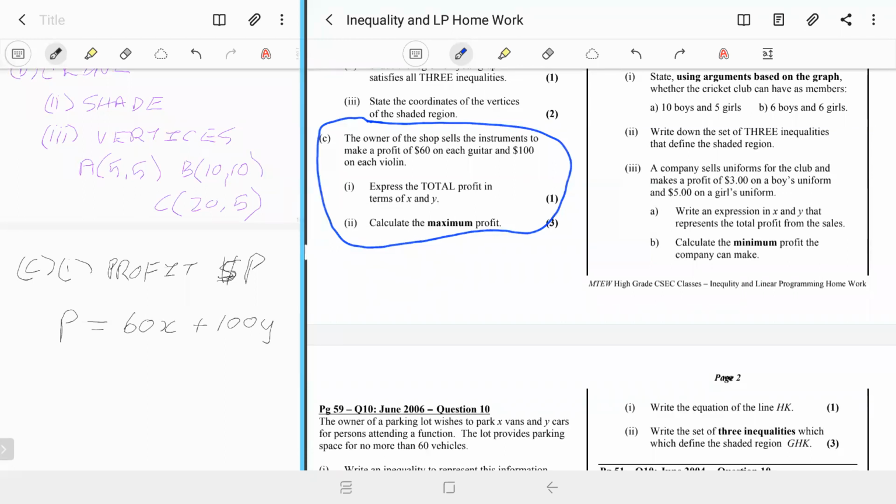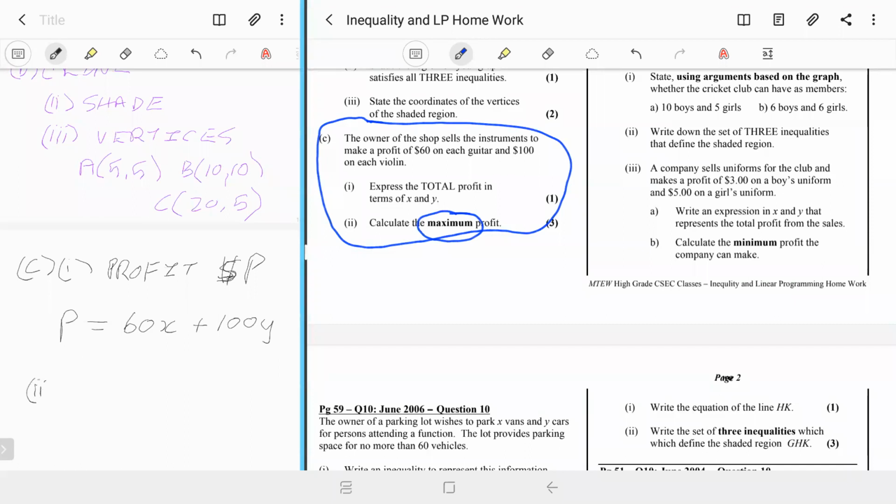Remember, you can operate anywhere in the shaded region, but what the question wants is the maximum profit. They don't want profit anywhere. They want the maximum profit. So now that we know what they want, that's the expression for the profit. And that's the answer. Very correct. That's the expression for your profit.